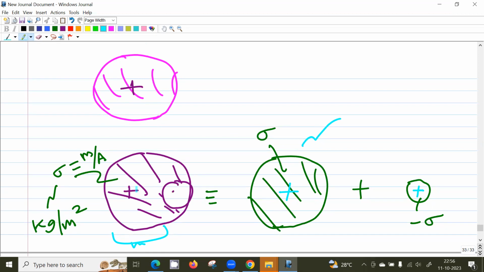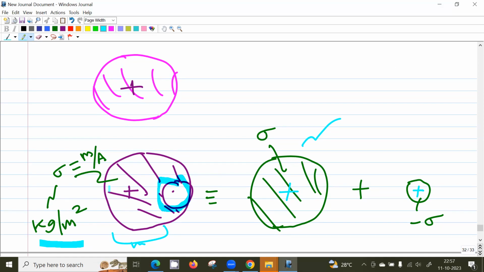See, this is a disk with a hole. There is a hole here, and it's a flat object, right? So I can have a surface mass density associated with it. So I just have to take the total mass and divide it by the area. So let this mass density be sigma. The unit will be kg per meter square.